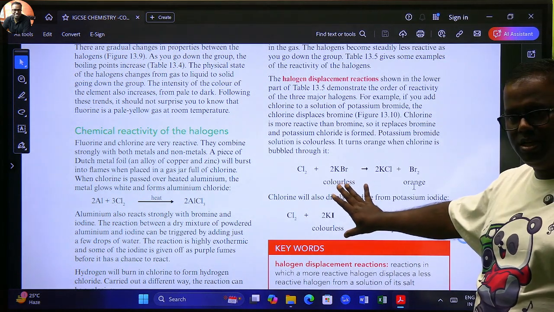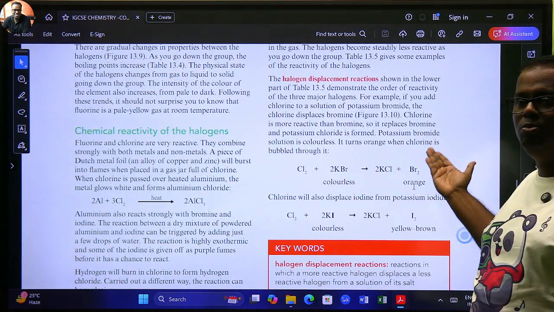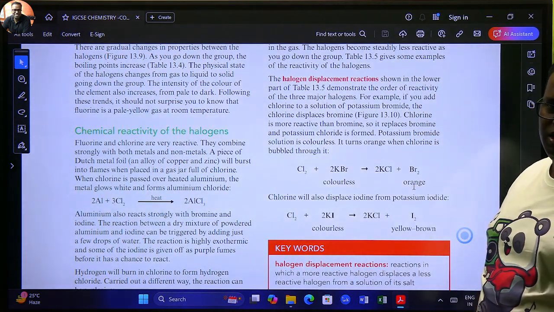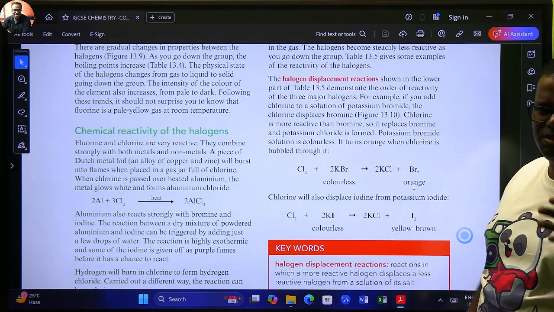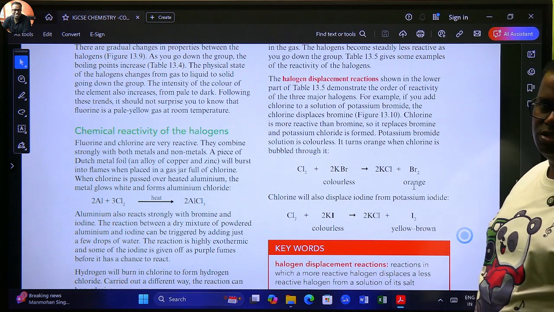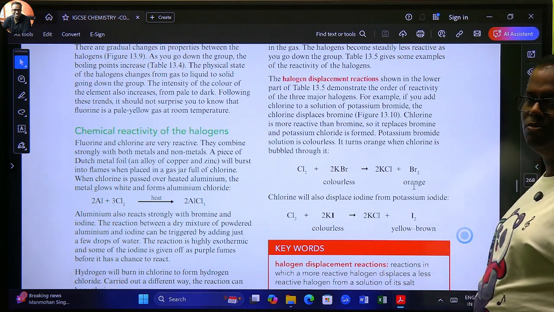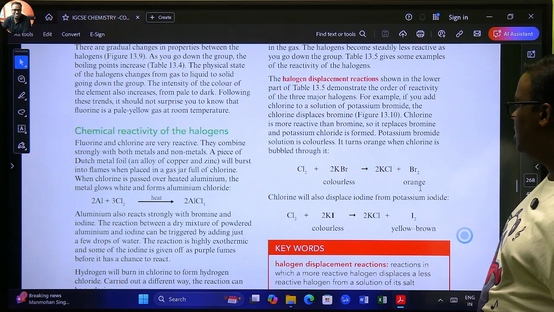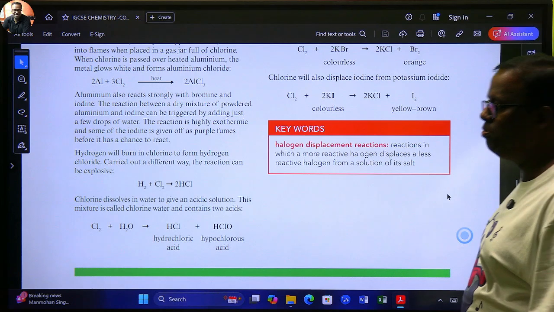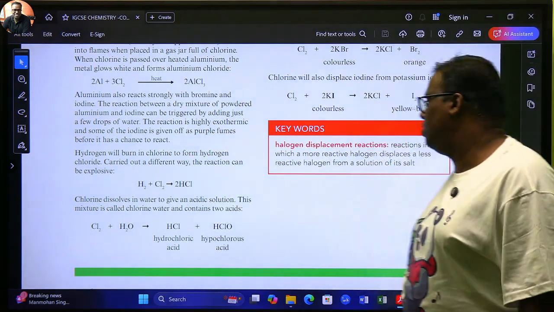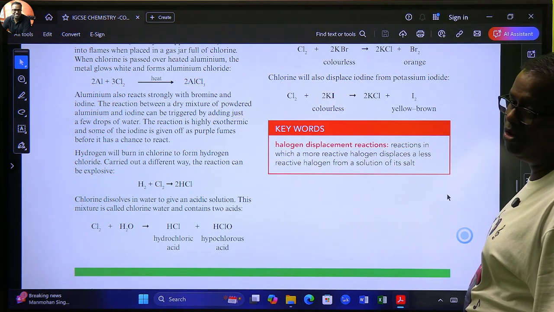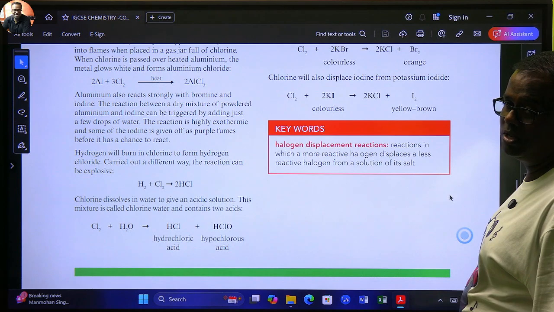Everything was colorless till here, but you are displacing bromine now. So you will see fumes coming out of the test tube, which will be orange in color. Bromine is orange, or you will see it a little bit brownish. And in this case, yellow-brown. Iodine, you will see yellow-brown fumes coming out. So this is a test for the presence of iodine. So keywords: halogen displacement reaction, a reaction in which a more reactive halogen displaces a less reactive halogen from a solution of its salt. Clear?